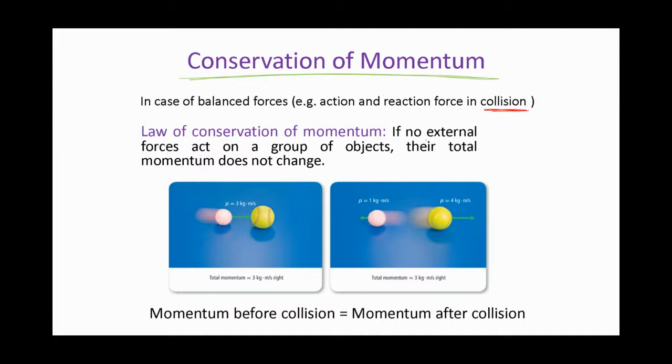But there is a condition: if no external forces act on a group of objects. Like what? Like if you push an object, or friction, all of these are external forces. But he says, if no external forces are applied on a group of objects, their total momentum will not change. Their total momentum does not change. Give me an example: the collision.